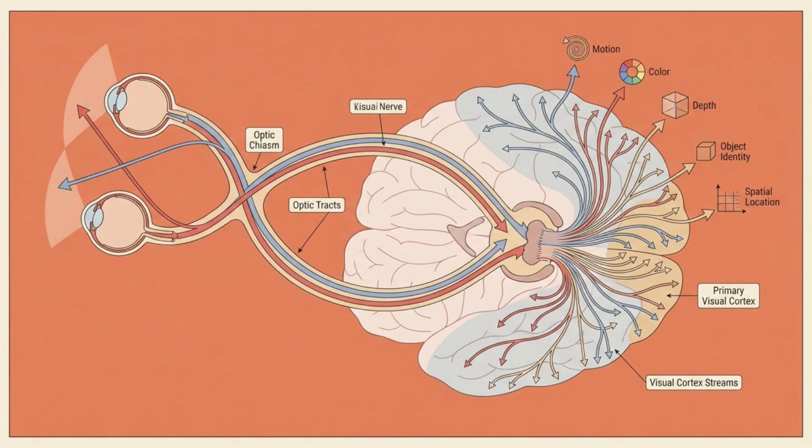But the journey does not end there. Information fans out into dozens of distinct processing streams, each analyzing a different aspect of the visual scene. Motion, color, depth, object identity, spatial location. The visual system uses roughly 30% of the cerebral cortex. Vision is not a peripheral function. It is the primary organizing project of the human brain.